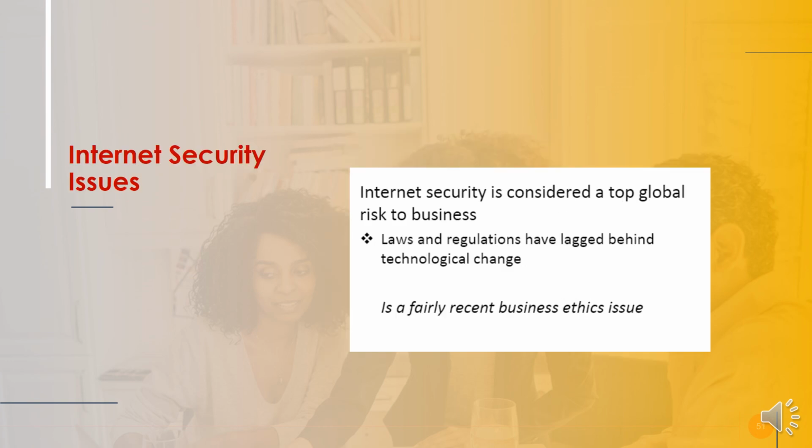Next, unethical activities in international business: internet security issues. Internet security is considered a top global risk to business. Law and regulation have lagged behind because technology is growing very fast, faster than laws and regulations can be updated. It is a fair business ethics issue, and it's difficult to control internet security issues at the international level.